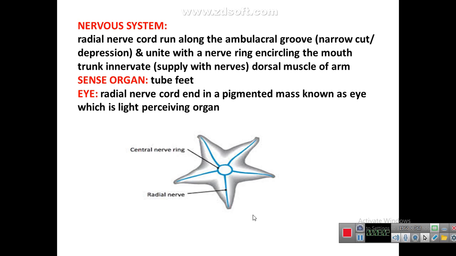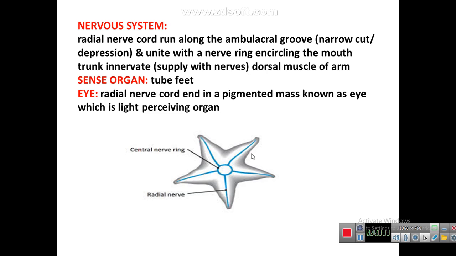Nervous system consists of the radial nerve, which is present in all the 5 arms. Radial nerve runs along the ambulacral groove. Groove means narrow cut or depression, and it unites with the nerve ring that encircles the mouth. The trunk innervates, trunk means this central part and these 5 arms. Innervate means they are supplied with the nerves. So trunk innervates the dorsal muscles of the arms, meaning every arm is supplied with nerves.